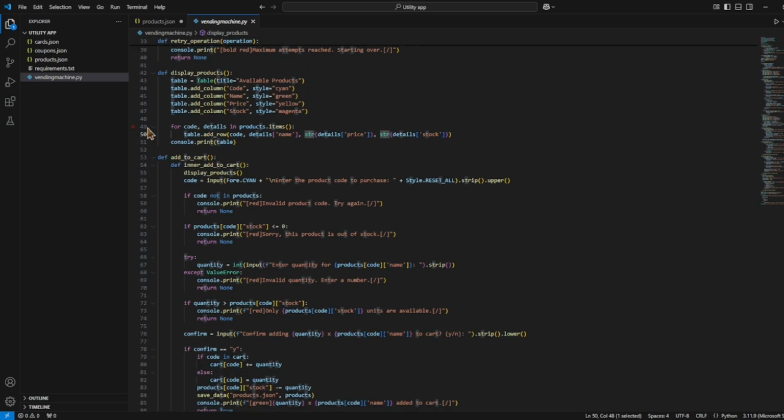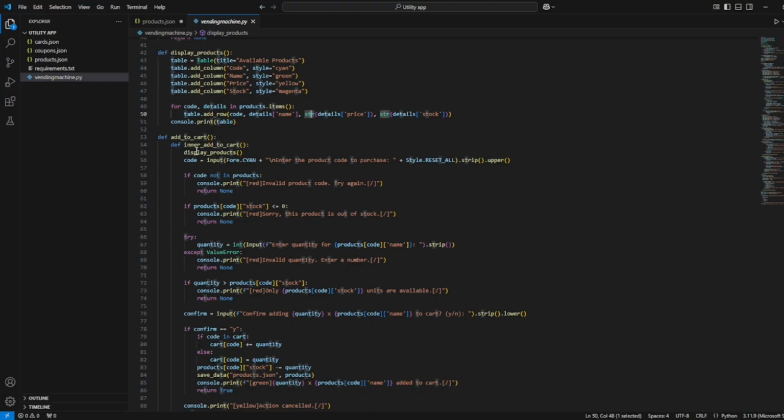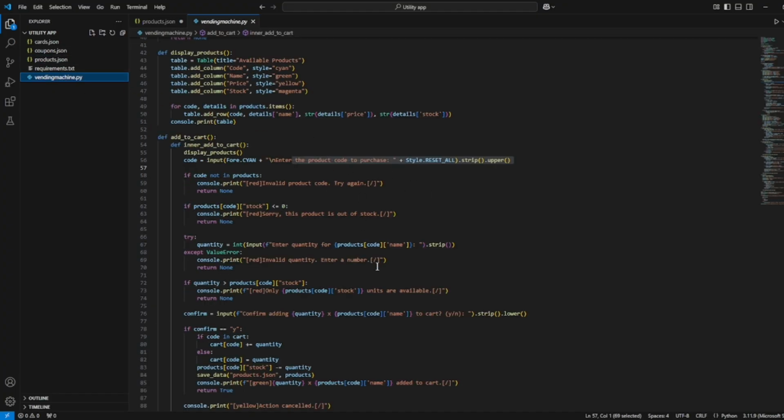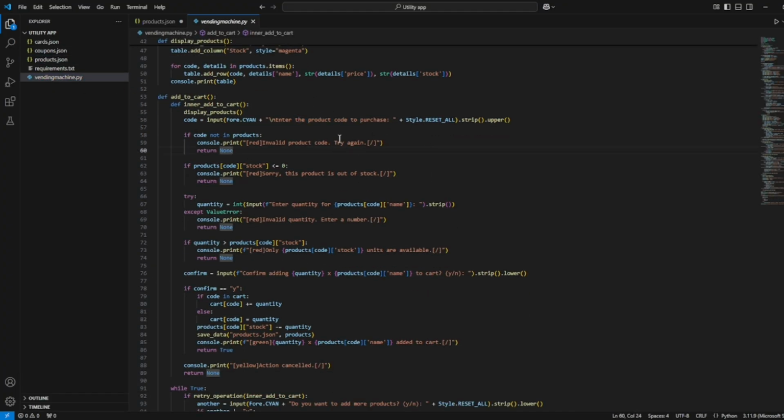After that I have put my main coding here. First of all, I have put an input, so enter the product code to purchase. There are some codes here, and the person has to put the code. Like if he wants to drink coffee, he has to write A5 to have this coffee. Then if he doesn't put the right code, it will show invalid. You have to do it again.